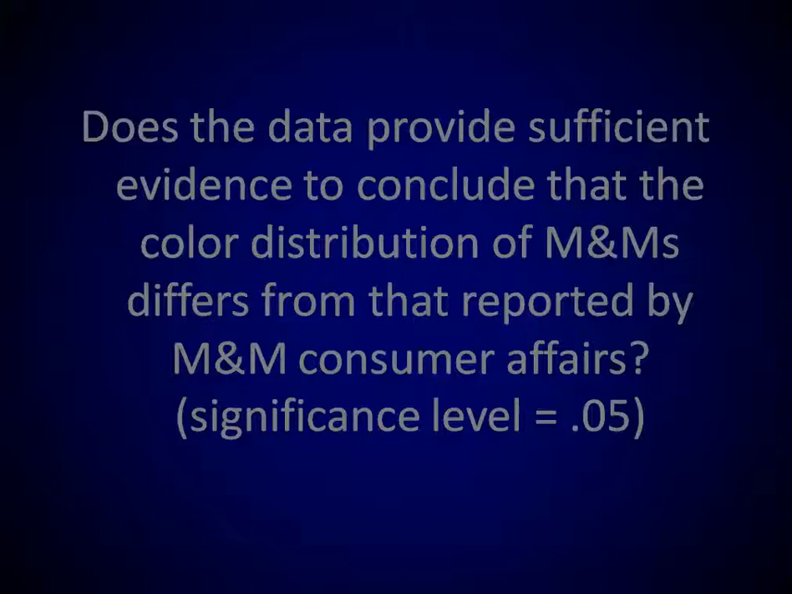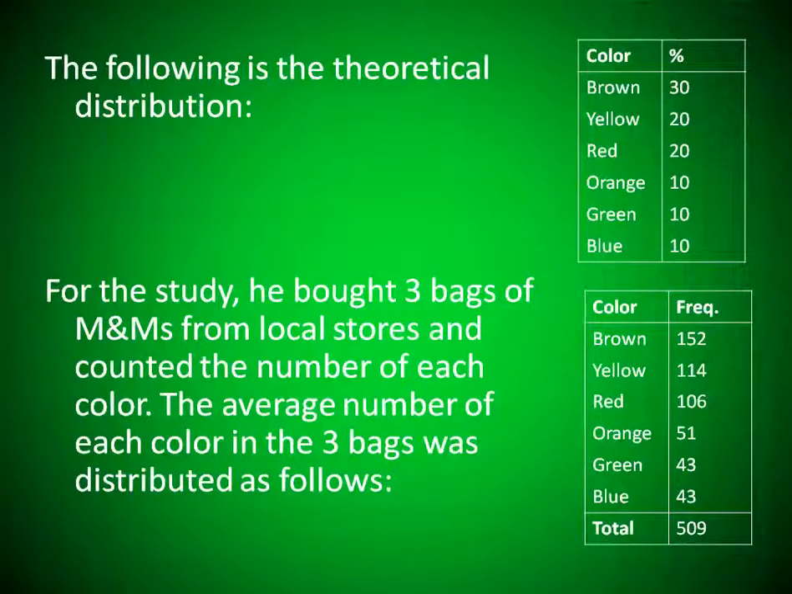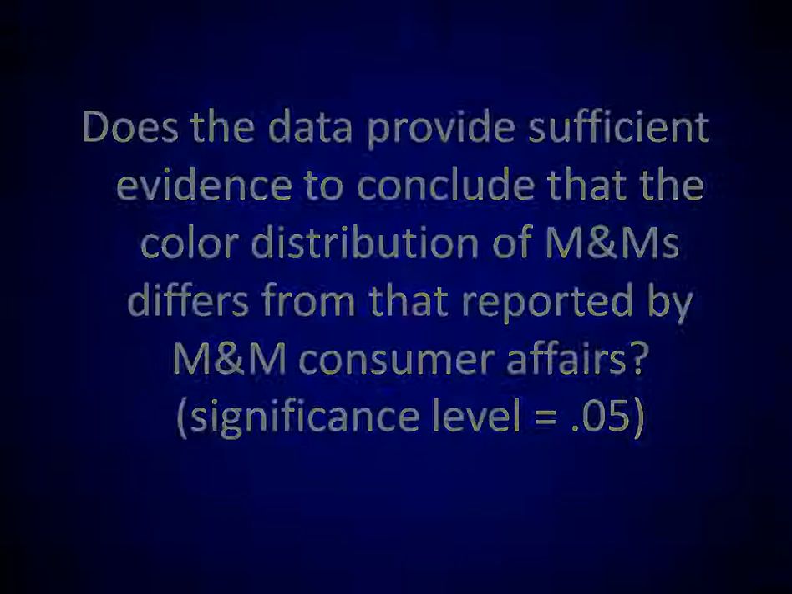In a sample of 509 M&Ms, there are 152 brown, 114 yellow, 106 red, 51 orange, 43 green, and 43 blue. Does the data provide sufficient evidence to conclude that the color distribution of M&Ms differs from that reported by M&M Consumer Affairs at the 5% significance level?